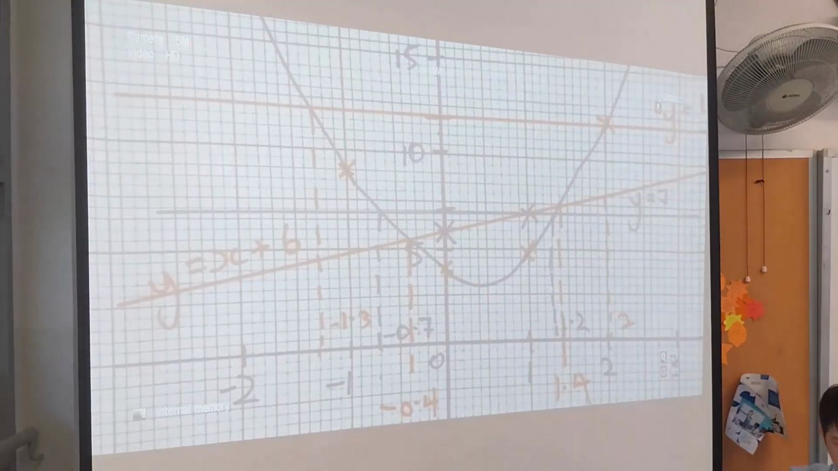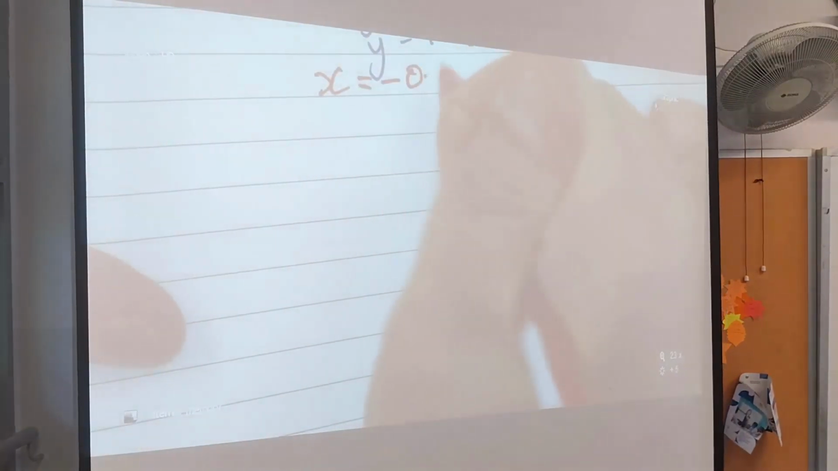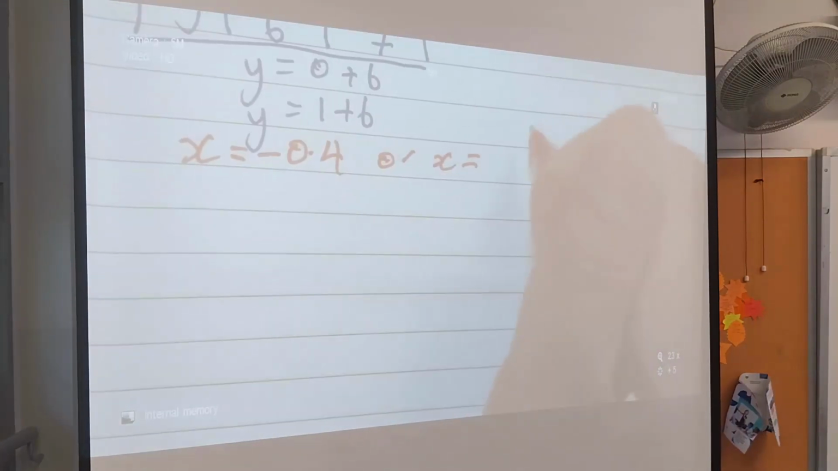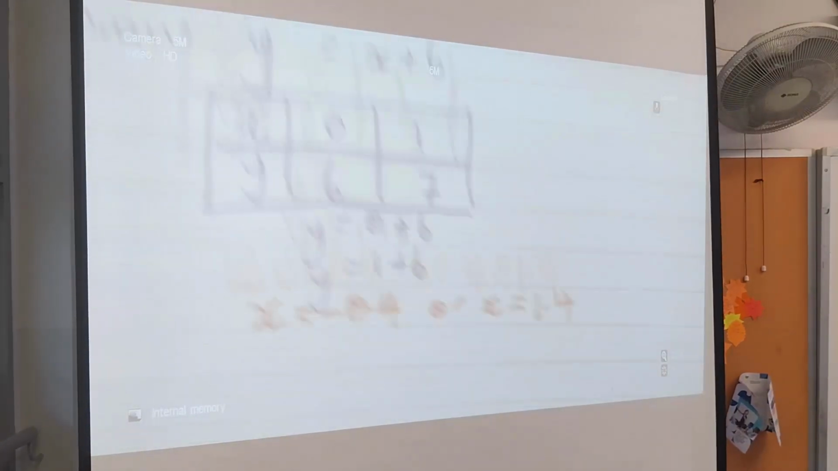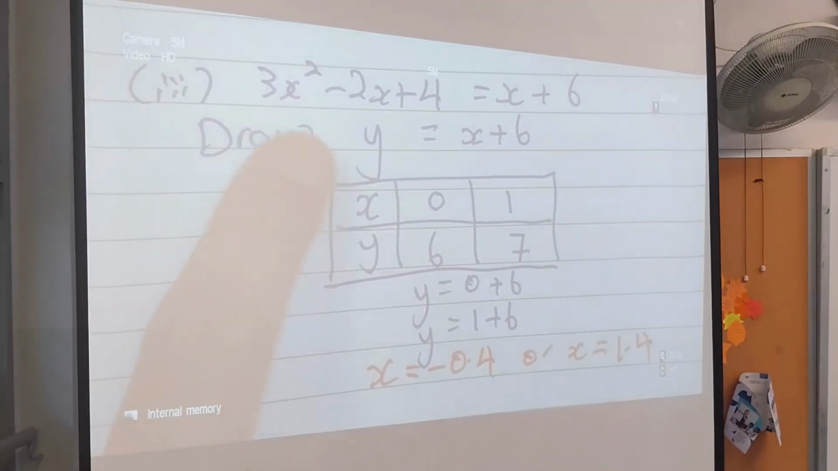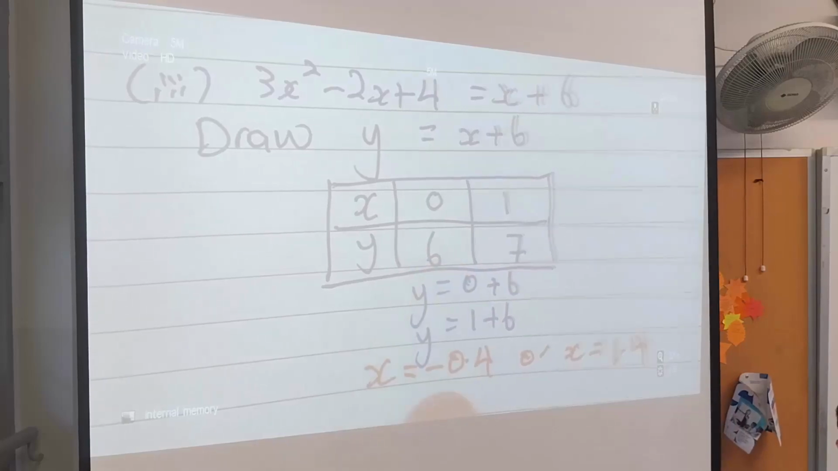And therefore, x equals negative 0.4 or x equals 1.4. That is how we solve this equation. Okay, number one, we convert this part to y. We draw the line and we find the intersection points.